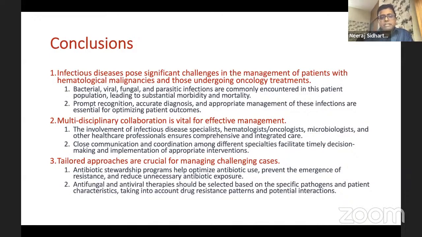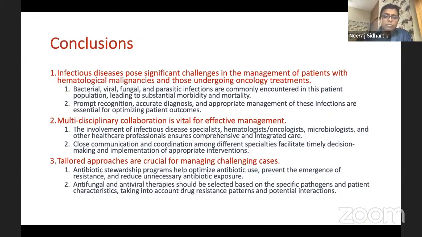So multidisciplinary collaboration is vital for effective management. We'll need infectious disease specialists working very closely with hematologists and oncologists. We'll need a microbiology team who is alerting us, because the time is very important here. Even in the middle of the night, we would get microbiology alerts saying your patient has grown a Candida, so that rapid alert is very important.